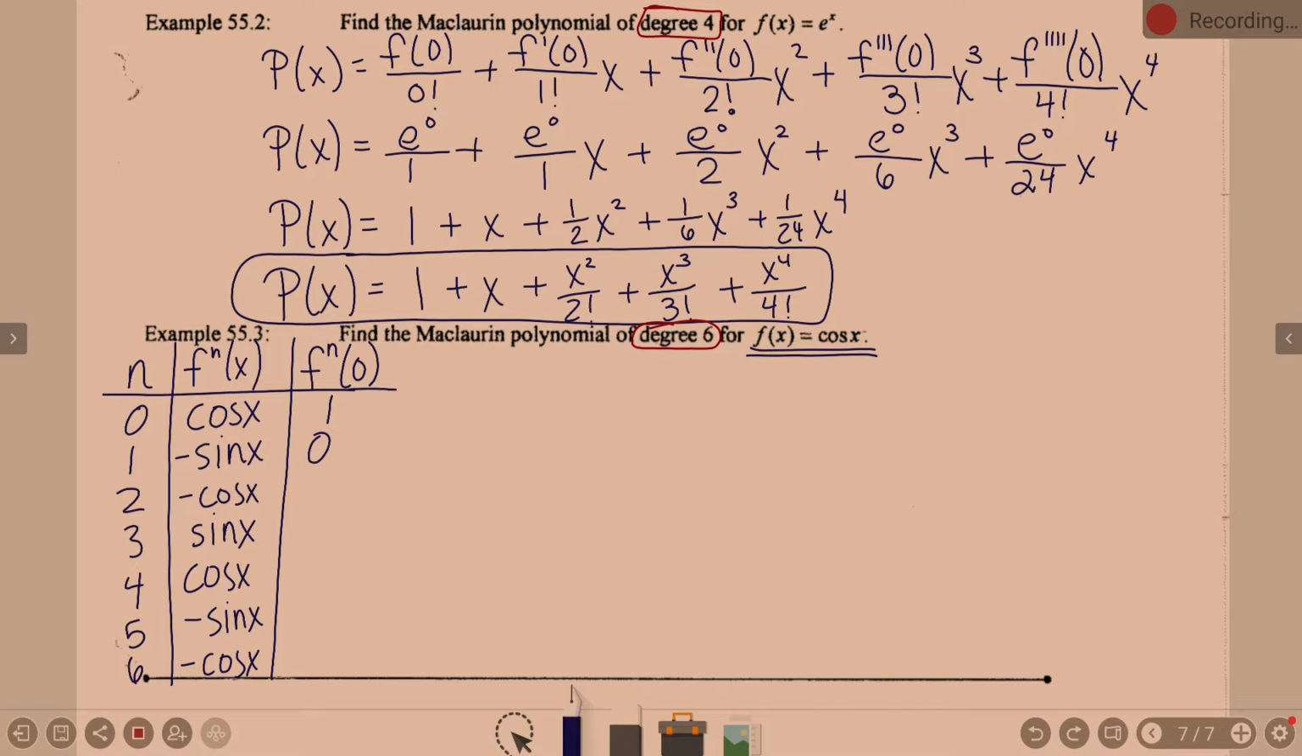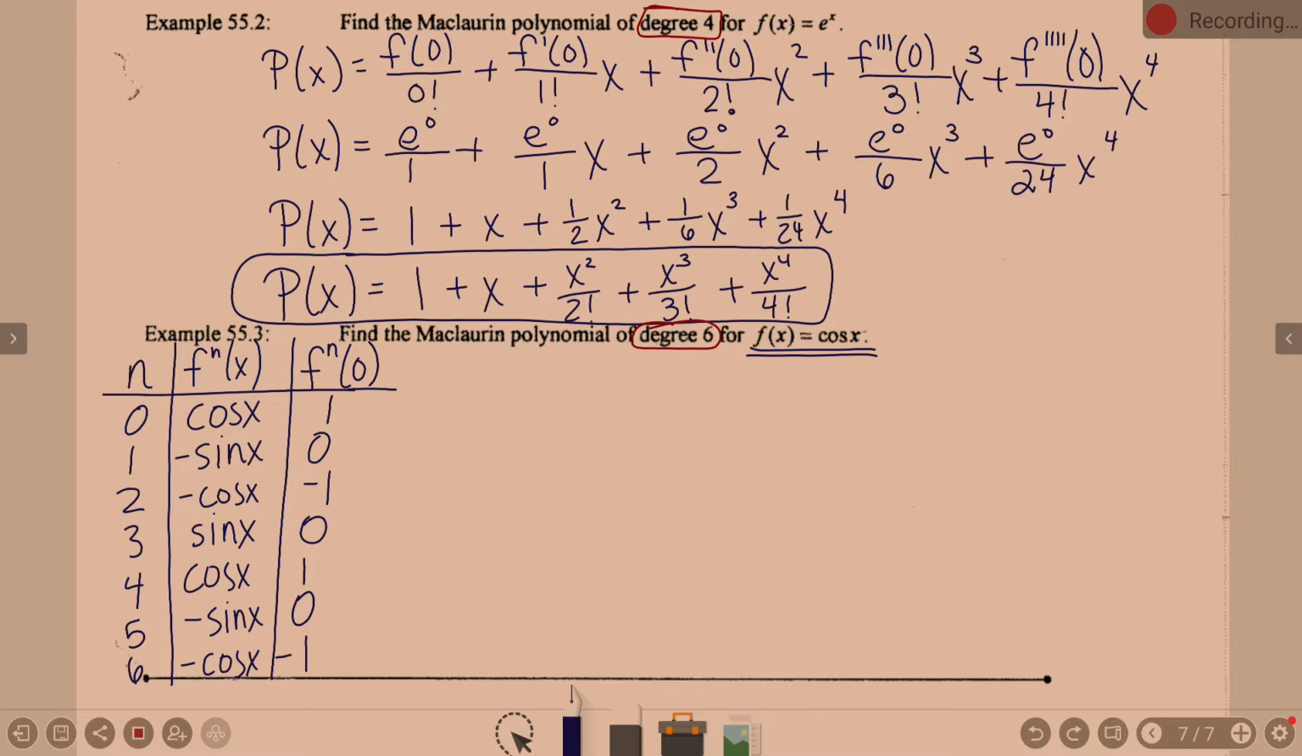What is the negative cosine of 0? If cosine of 0 is 1, it starts up at 1 on the graph, right? Then negative cosine of 0 is negative 1. Sine of 0? 0. Cosine of 0? 1. Negative sine of 0? 0. Negative cosine of 0? Negative 1. If my middle column repeats every 4, guess what? My derivatives repeat every 4. Okay?